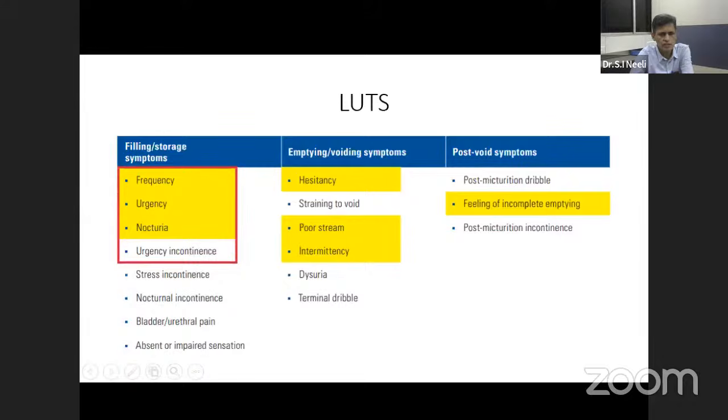Amongst these, the ones marked in yellow are included in the IPSS symptom score, that is the frequency, urgency, nocturia, hesitancy, poor stream, intermittency, and feeling of incomplete emptying. And those which have been marked in red are included in the overactive bladder symptom score. That is frequency, urgency, nocturia, urgency incontinence.